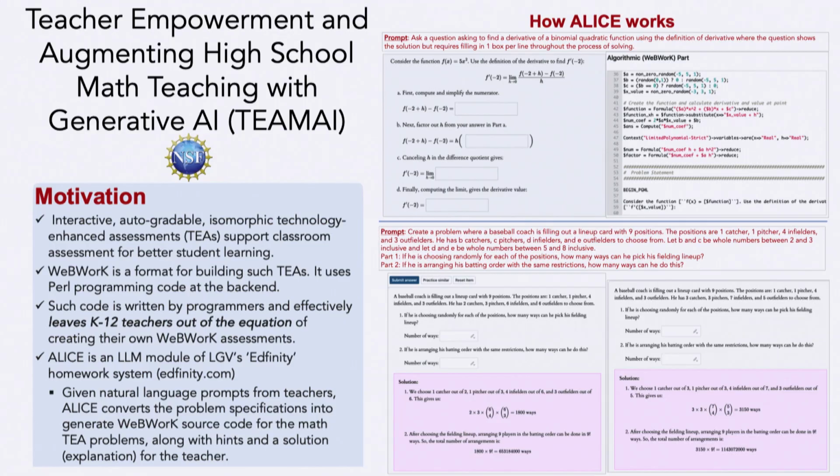So the creators of Affinity, an NSF SBIR funded assessment platform and homework system by Looking Glass Ventures, trained an LLM called Alice, which takes on English language prompts and generates an interactive assessment along with hints and a solution. I guess I should have used this. This is the code, and these are the English language prompts. This is the hint and solution, and these are sort of the interactive assessments.